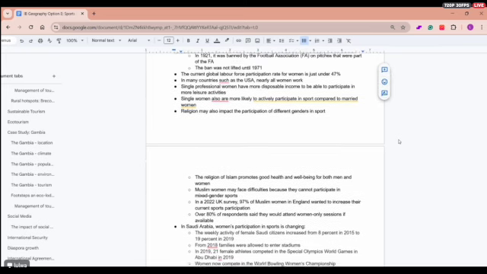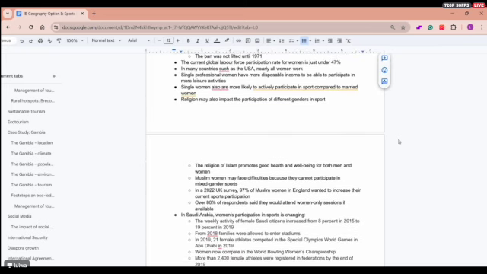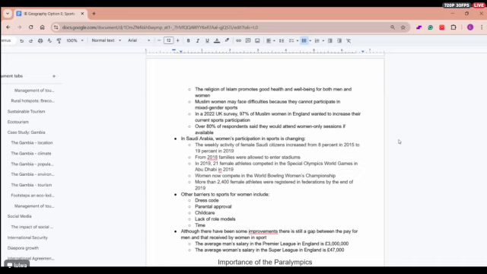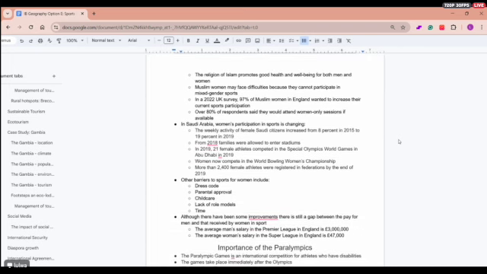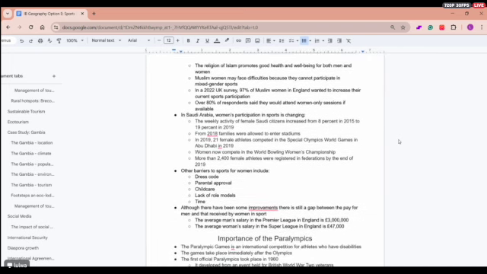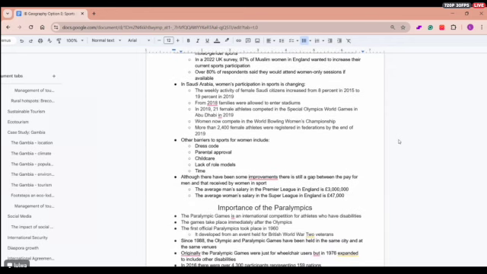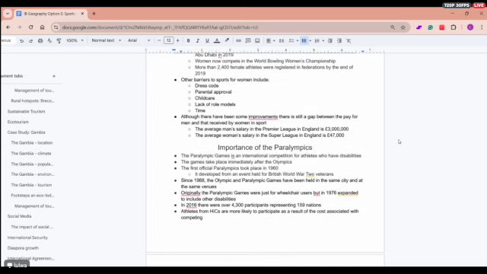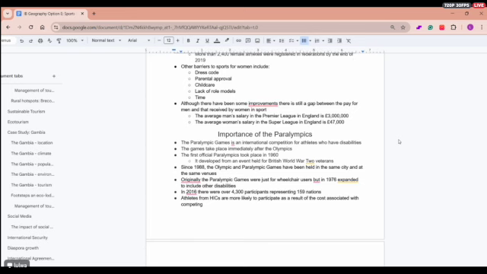Single women also are more likely to actively participate in sport compared to married women, and religion may also impact the participation of different genders in sport. For example, the religion of Islam promotes good health and well-being for both men and women. Muslim women may face difficulties because they cannot participate in mixed gender sports. In a 2022 UK survey, 97% of Muslim women in England wanted to increase their current sport participation. Other barriers to sports for women include dress code, parental approval, childcare, lack of role models, and also time. And although there have been some improvements, there is still a gap of pay between men and women in sports.